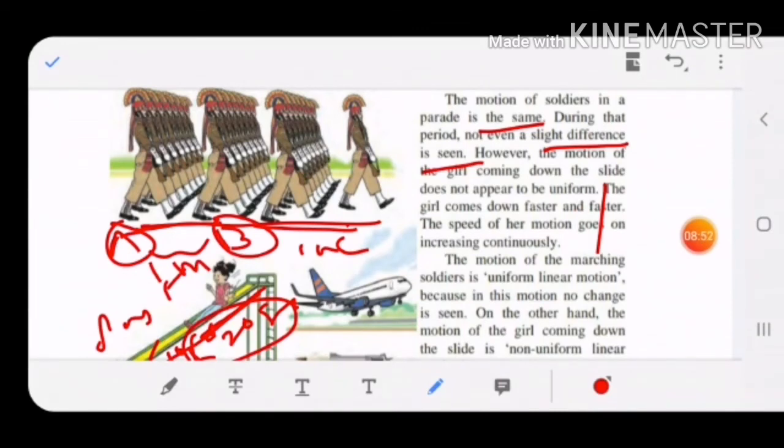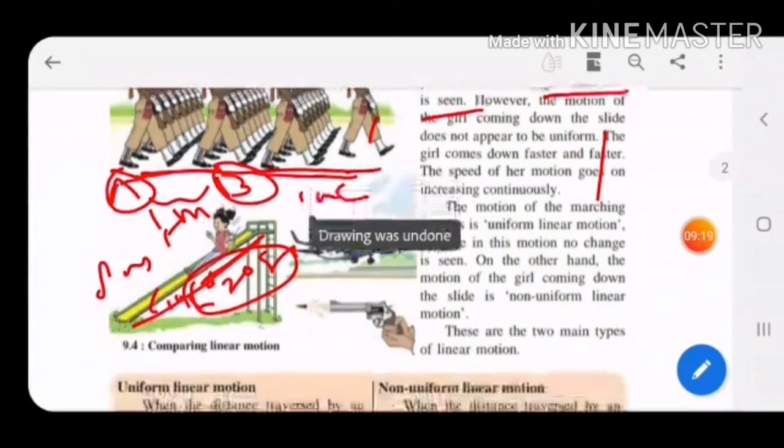At first she will come down very slowly. Later on she will become fast. So the time required to cover the distances is not the same. Such a motion is called non-uniform linear motion. However, in the motion of the soldiers during the parade, what happens, children? The time required to travel a particular distance is the same. So that will be uniform linear motion.